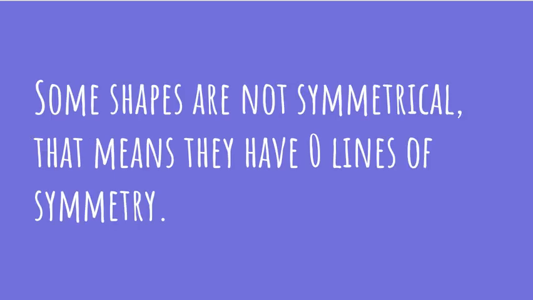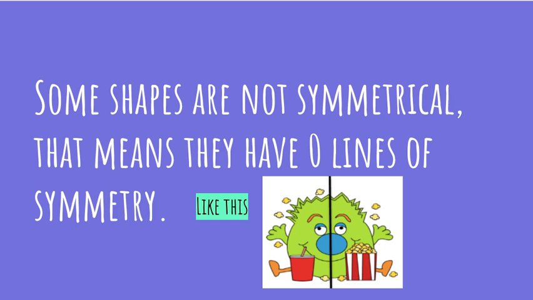Some shapes are not symmetrical. That means we could say that they have 0 lines of symmetry. Like this. This monster has 0 lines of symmetry. There's no place, not vertical, but even if we went horizontally or diagonally, there's nowhere we could draw a line where both sides would match.